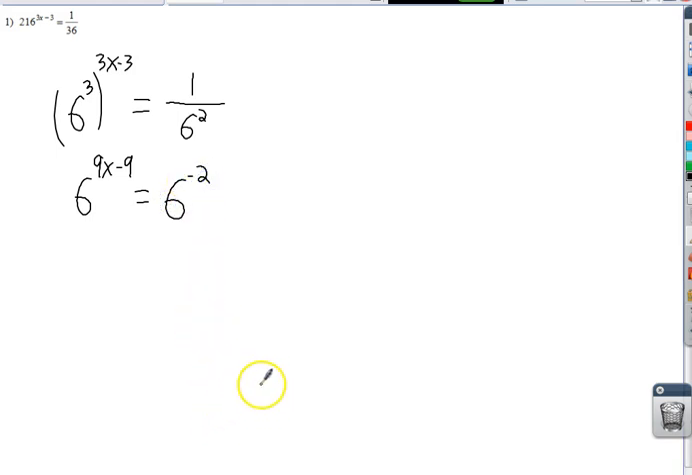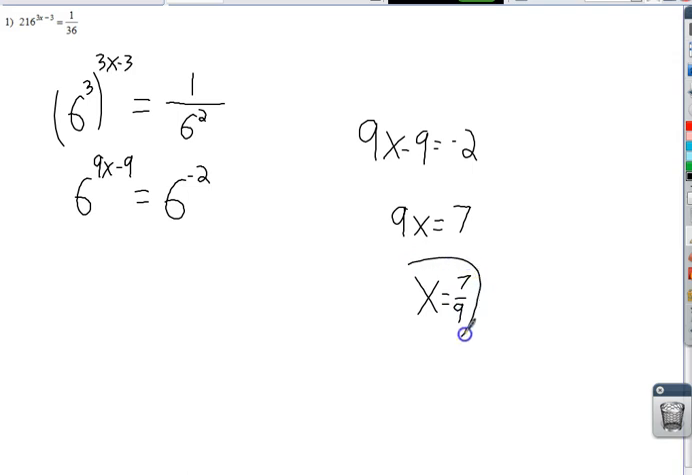Now, usually we're not allowed to have negative exponents, and fairly good reason for that. However, in this case, I'm using it as a means to an end, which means I set them up here because now I have a 6 and a 6. Therefore, I get 9x minus 9 equals negative 2. I'm going to add 9 to both sides, getting a 7, dividing by 9 and giving us 7 over 9. Moving on.